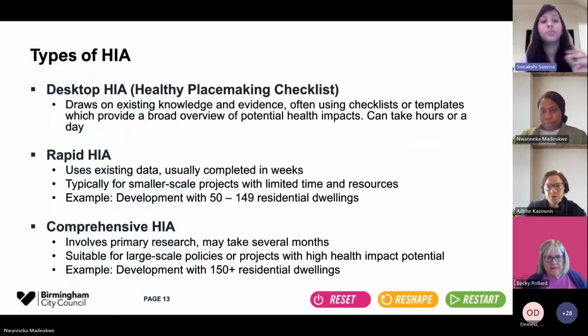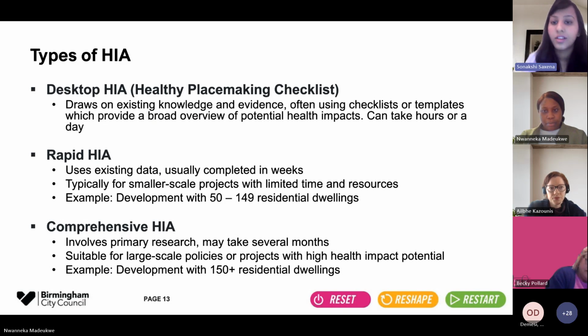The next slide talks about the types of HIA. So mainly there are three types of HIA that are followed in the UK. The first one, desktop HIA, is the healthy placemaking checklist. It takes a couple of hours or is completed in a day because it draws on existing knowledge and evidence and uses checklists to provide a broad overview of potential health impacts.